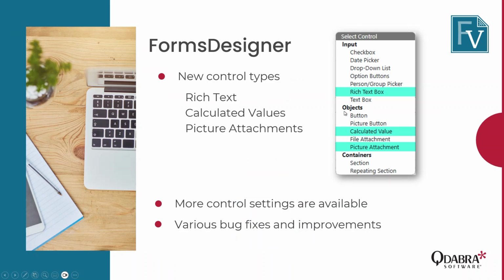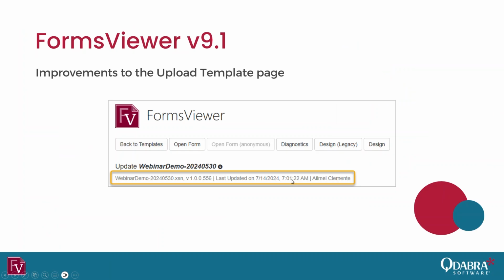And in order to display this data in your forms, among the other already supported controls in FormsDesigner, we now have the rich text box, calculated value, and picture attachment. We'll show you adding these controls in a sample form during the demo. You also have more control settings for things like margins, paddings, widths, among others, that you can customize your form according to your needs. And of course, we're continuing to fix bugs and make improvements to help you design your forms as easily and efficiently as possible.